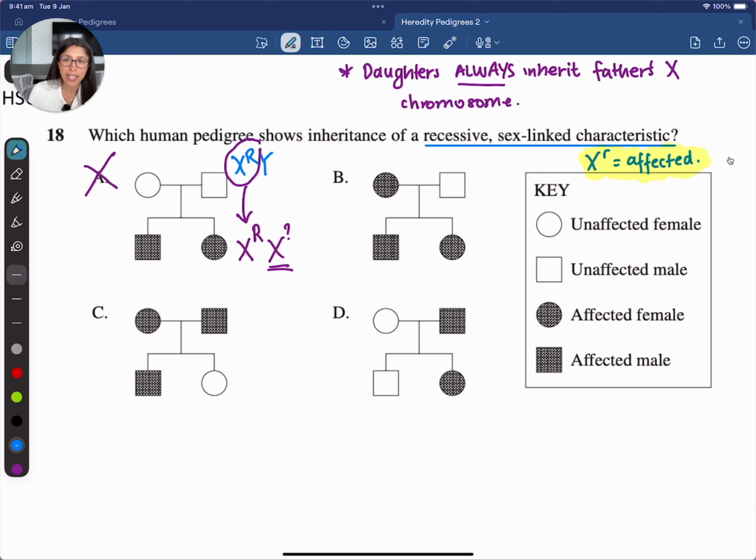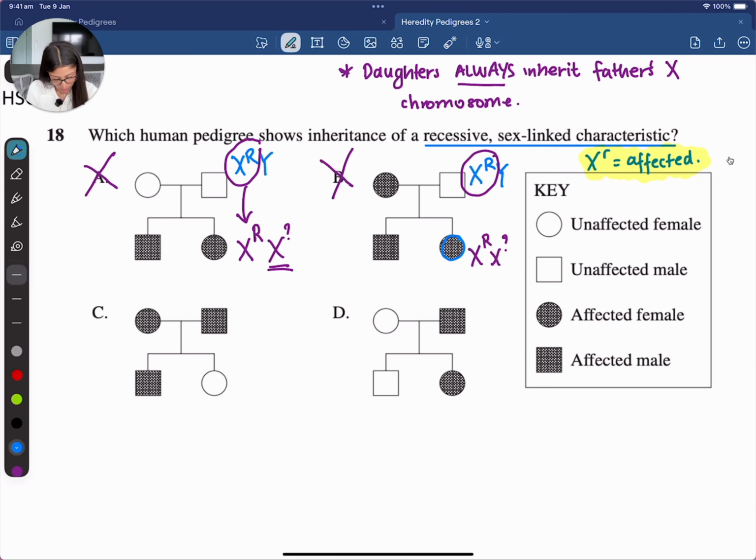On to B. Again, I just like to start off with looking at the father and seeing how that impacts his daughters. So if this father is unaffected, once again, they're going to have the same genotype here. And we're seeing the same pattern. We're seeing a daughter that is affected when this is following that exact same pattern from option A. This daughter will definitely be inheriting this X chromosome from the father. So her genotype will definitely have the X with the capital R allele. And no matter whatever she inherits from the mother, this should be unshaded. So again, B does not make sense either. It can't be sex-linked recessive.